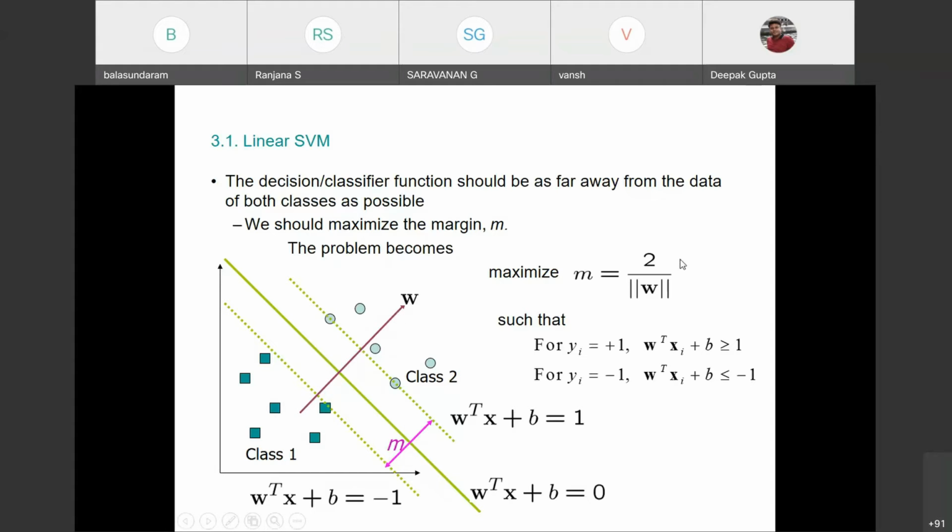But the question is that this particular problem is mathematically difficult to solve. First, we have seen earlier that the length of the vector W is nothing but the square root of W1 square plus W2 square, etc. The square root is difficult to handle. That is one problem. Another thing is that it appears in the denominator of 2 upon norm of W. This denominator is again difficult to handle for solving.